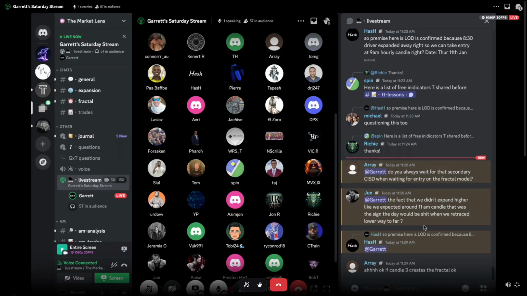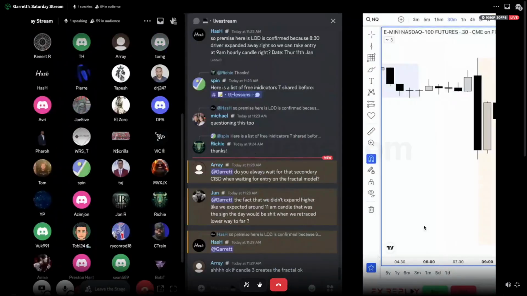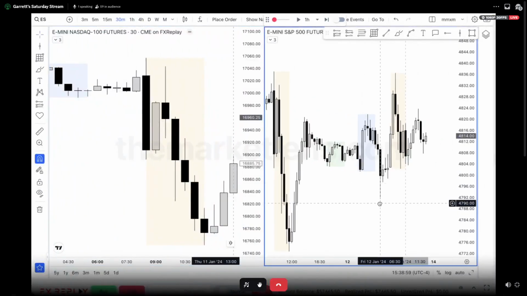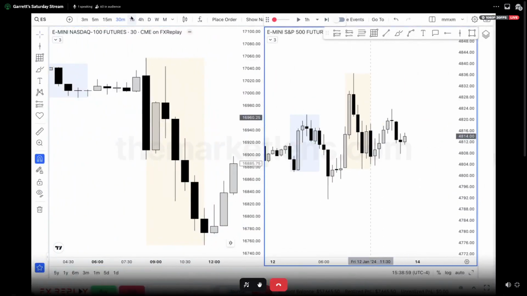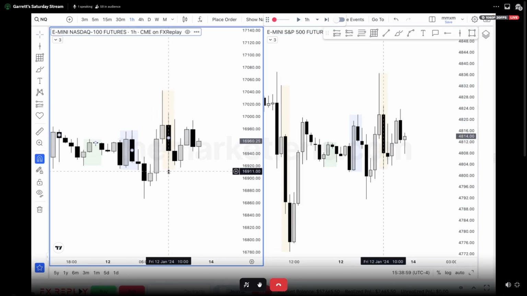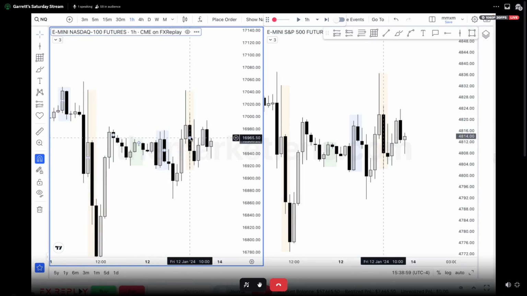The fact that we didn't expand higher, like we expanded around 11 a.m., that was the sign to wait, then we retraced lower. It's the fact that we didn't continue immediately from this gap, because you don't want to see price hang around in a continuation. This is the only area for price to continue off of, this fair value gap, right? So you don't want to see price hang around here. As soon as we hit this level, you want to see the next candle expand away with speed, right?